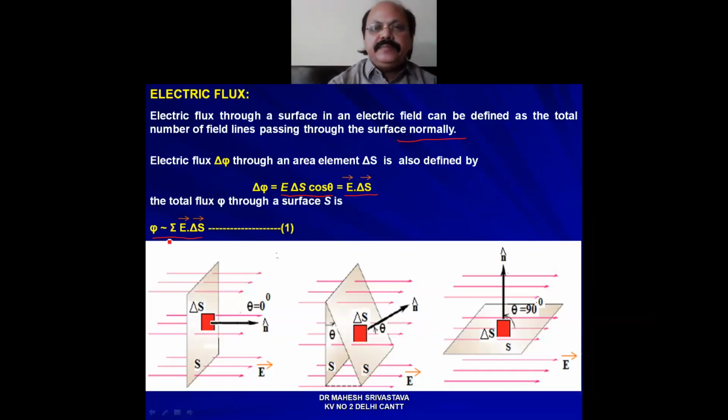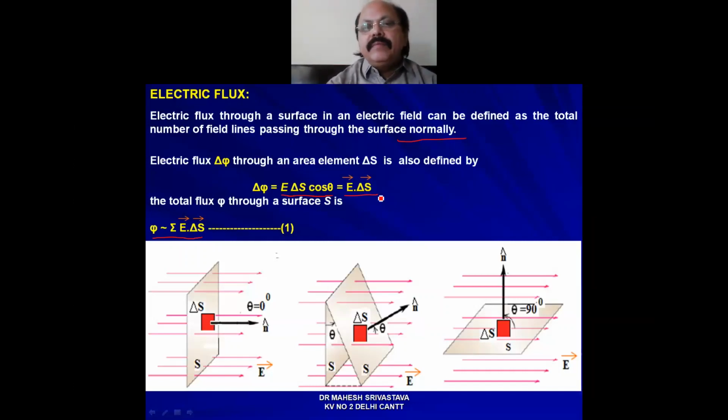Before explaining that, you must understand that delta phi equal to E delta S cos theta. In the first case, when theta equal to 0, what do you get? The electric flux delta phi equal to E delta S cos 0. Cos 0 is 1, so delta phi equal to E delta S. That is the maximum electric flux. That's why we say the surface normally.